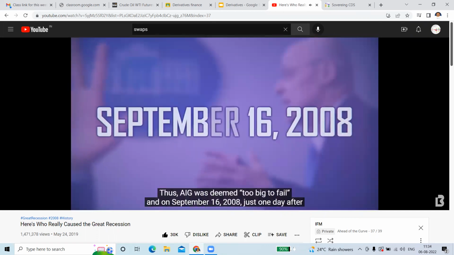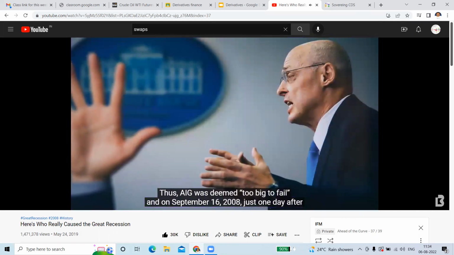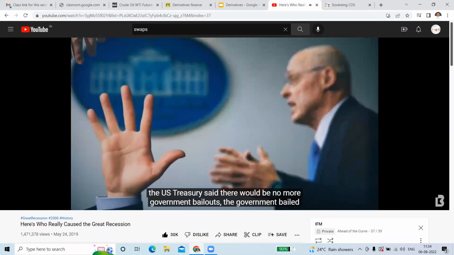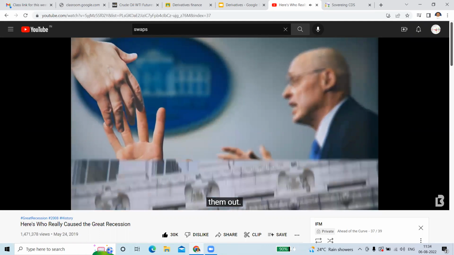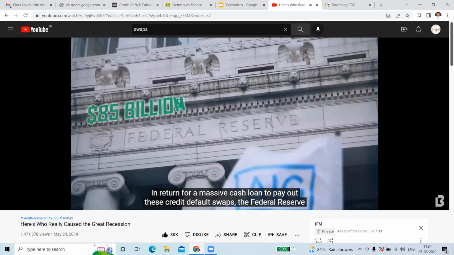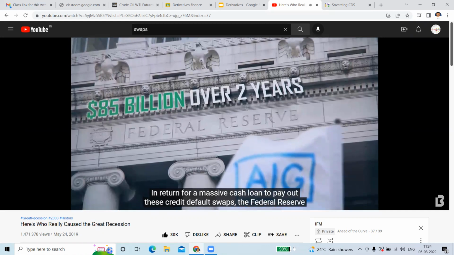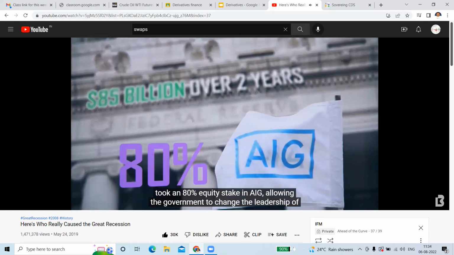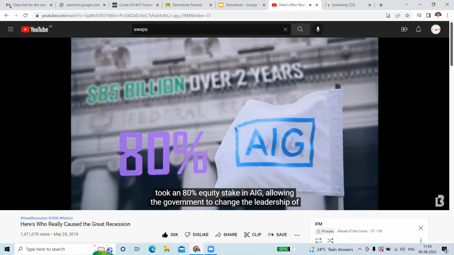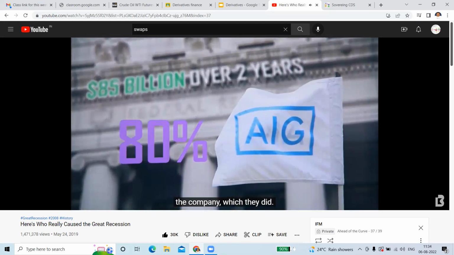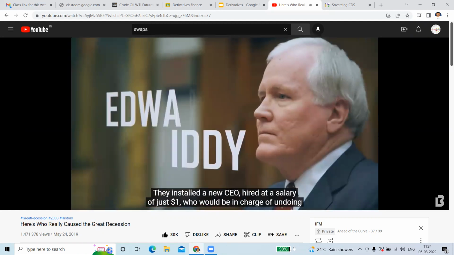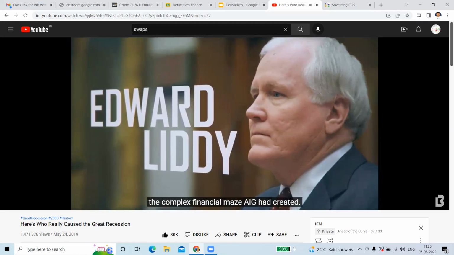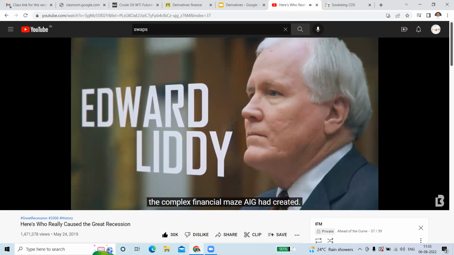And on September 16, 2008, just one day after the US Treasury said there would be no more government bailouts, the government bailed them out. In return for a massive cash loan to pay out these credit default swaps, the Federal Reserve took an 80% equity stake in AIG, allowing the government to change the leadership of the company, which they did. They installed a new CEO, hired at a salary of just $1, who would be in charge of undoing the complex financial maze AIG had created.